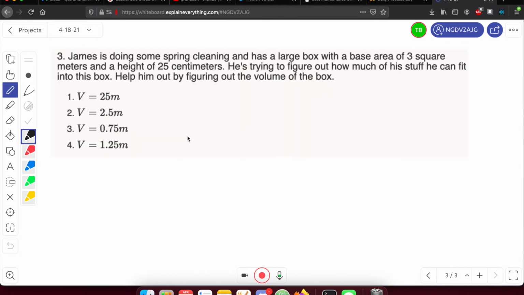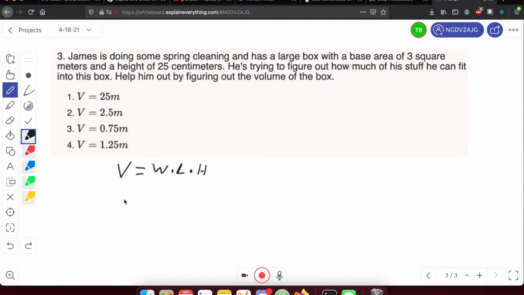James is doing some spring cleaning and has a large box with a base area of 3 square meters and a height of 25 centimeters. He's trying to figure out how much of his stuff he can fit into this box. Help him out by figuring out the volume of the box. So we want to find the volume of the box. We have to remember that for a cube, or in this case a box, volume is going to equal the width, you could say, times the length times the height, right? It's essentially 3 dimensions, so 3 different sides.